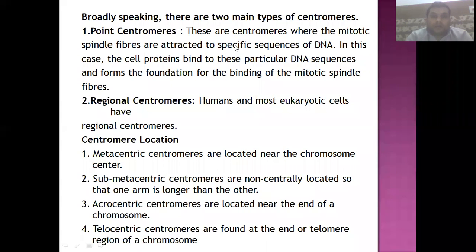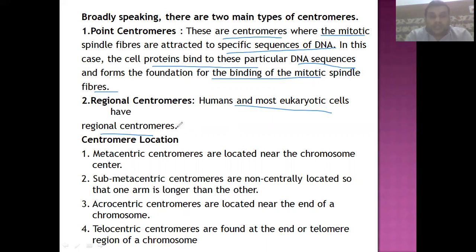So here we will discuss these centromeres where the mitotic spindle fibers are attracted to specific regions of the DNA. In this case, the cell proteins bind to these particular DNA sequences and form the foundation for the binding of the mitotic spindle fibers. Those specific regions consisting of only a few base pairs are called point centromeres. And regional centromeres, humans and most eukaryotic cells have regional centromeres. We all know mostly eukaryotes have a regional centromere, whereas prokaryotes have the point centromere consisting of only a few base pairs.